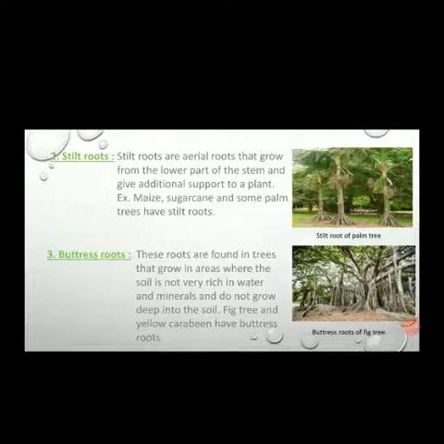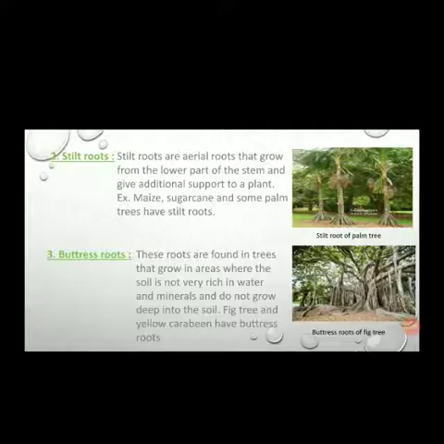Second, stilt roots. These are also aerial roots and grow from the lower part of the stem. They give support to the plant. Plants like maize, sugarcane, and some palm trees have stilt roots.